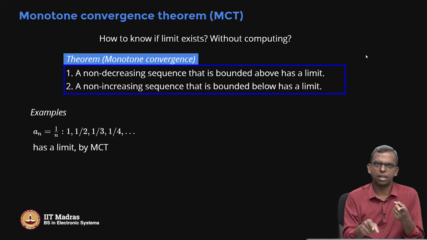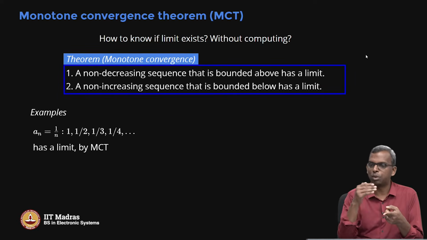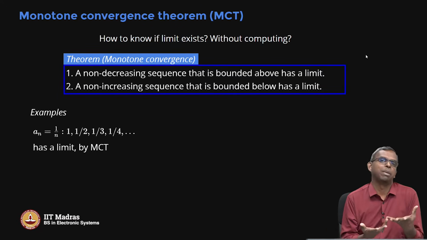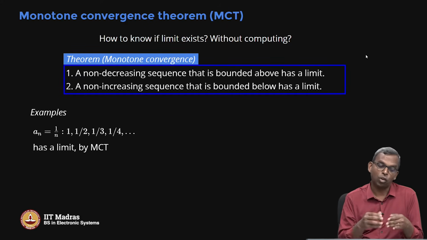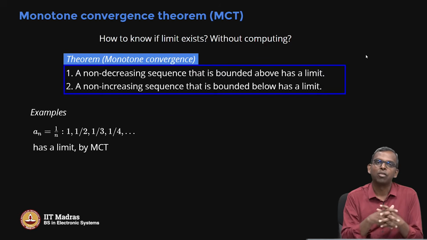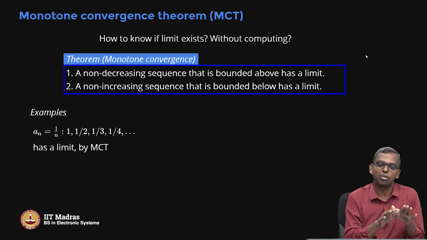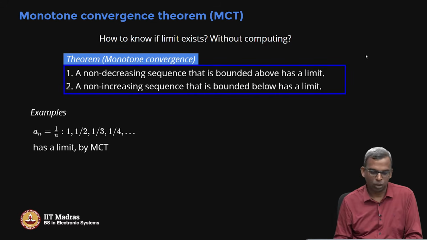All the values in the sequence are above 0, and it keeps on falling. So by the MCT, this sequence has a limit. Whether or not we can find it, that's different. We've already found the limit for this, but still we know that a limit exists without even finding what the limit is.